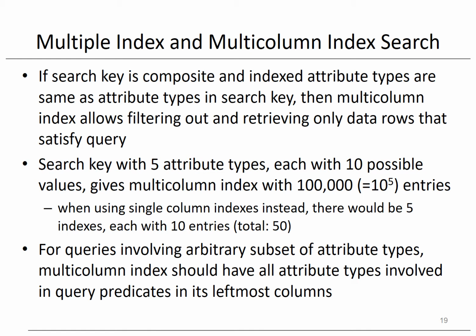The case becomes even more complex if not only queries are executed involving all search attribute types, but also queries involving an arbitrary subset of these attribute types. To efficiently support these kinds of queries, a multi-column index should have all attribute types involved in the query predicates in its leftmost columns.